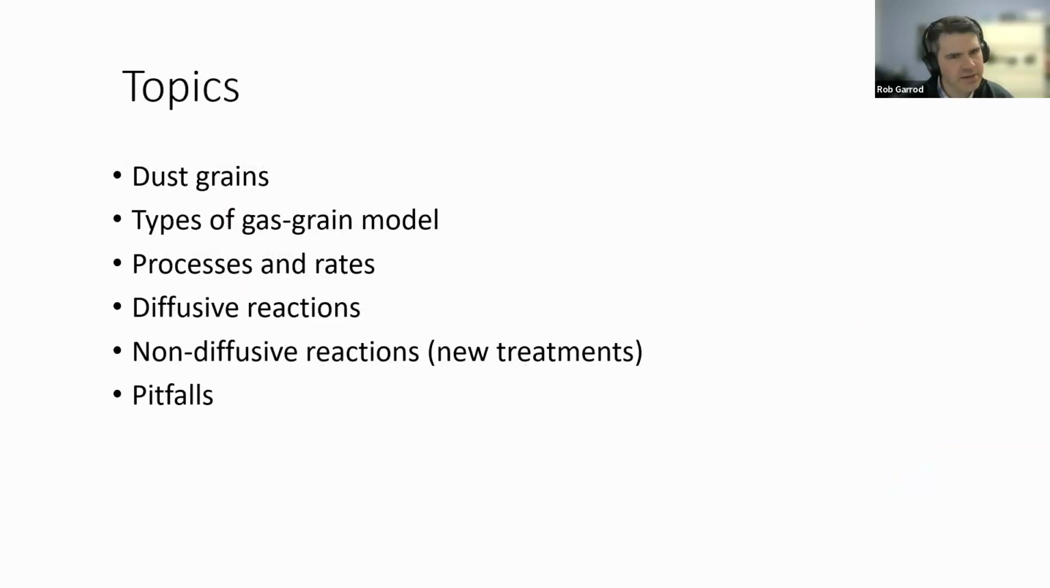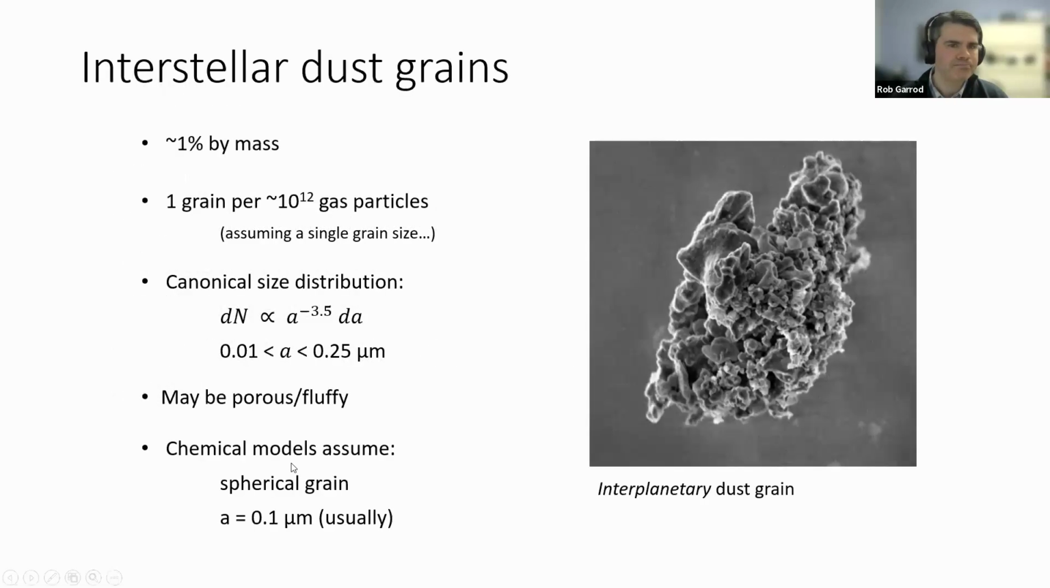So I should say something about dust grains first, which I will do. I will describe different types of gas grain model. I'll talk about the different processes and the way we get the rates. And then I'll say something about diffusive reactions, and then the newer part, non-diffusive reactions, which is something that my group has been working on a lot, trying to characterize in the models. And then I'll go over briefly these pitfalls for models.